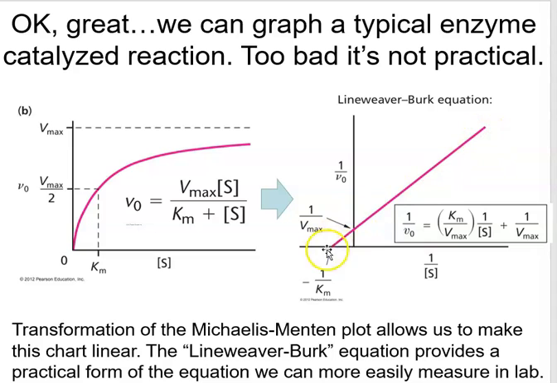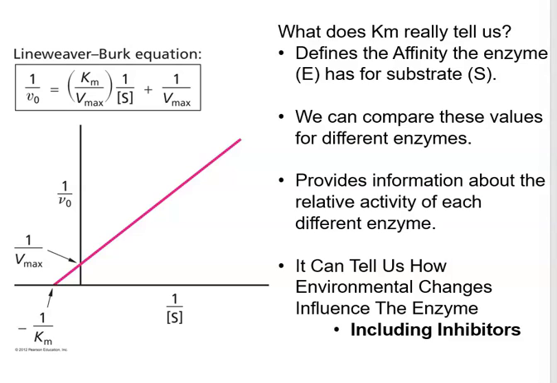And when we plot this out, the value at the y-intercept is going to equal 1 over the Vmax value, and the x-intercept is going to be negative 1 over the Km value. Now, this might not make a lot of sense right now, why we do this. It will make more sense once we start looking at what these equations and these lines look like with inhibitors of different enzymes.